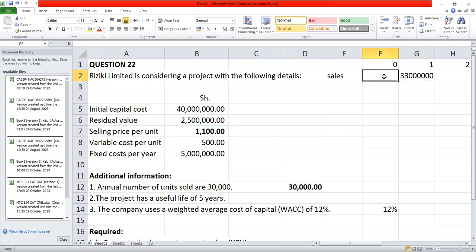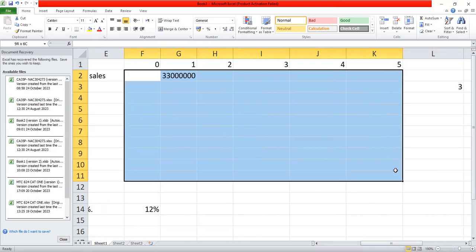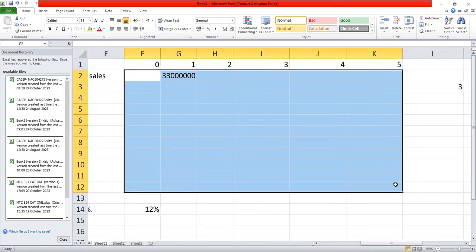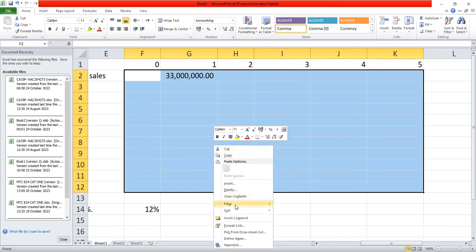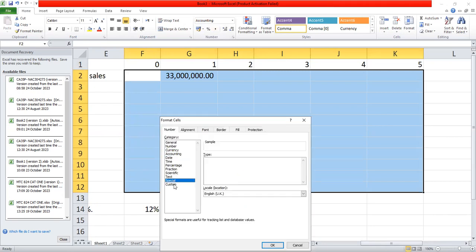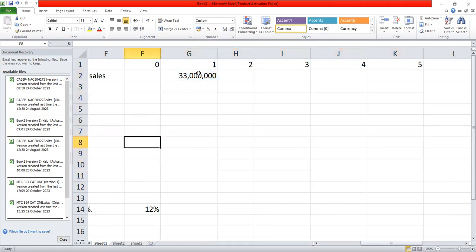Now I want to have them in comma, so I can put comma. And I want to format this cell so that my negative sign can come as a bracket, not just negative. So I'm going to remove that negative and then put bracket so that the negative value will appear in bracket, not just minus. Okay, now we have the sales for year 1.